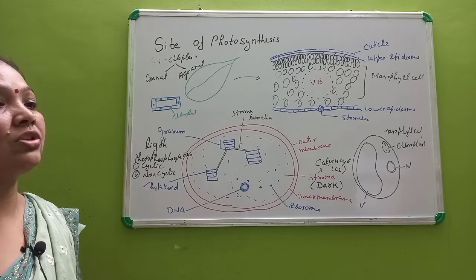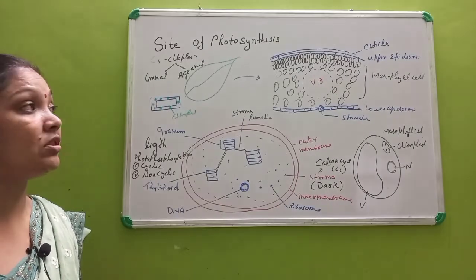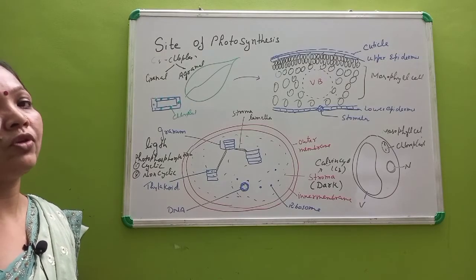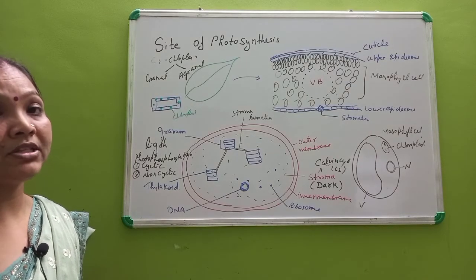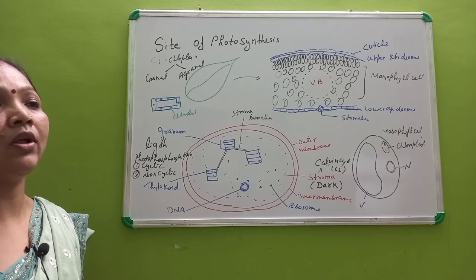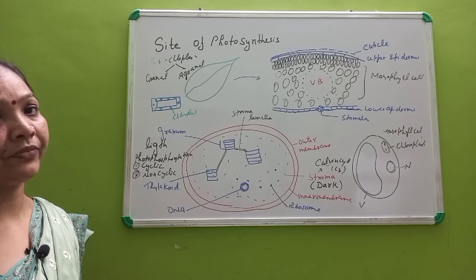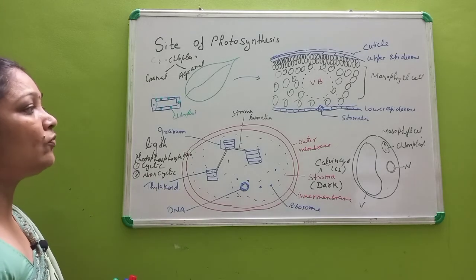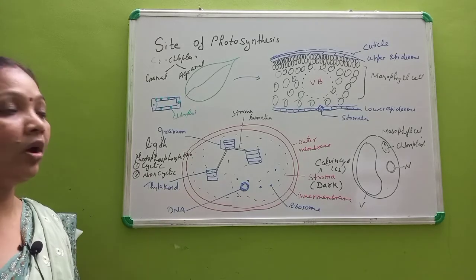So this is the structure where the process of photosynthesis takes place. And you all know that for photosynthesis pigments are present, that is chlorophyll A, B, carotenoids, and xanthophyll; all these pigments are present. So children, this is the site of photosynthesis, and the site of photosynthesis is the chloroplast.